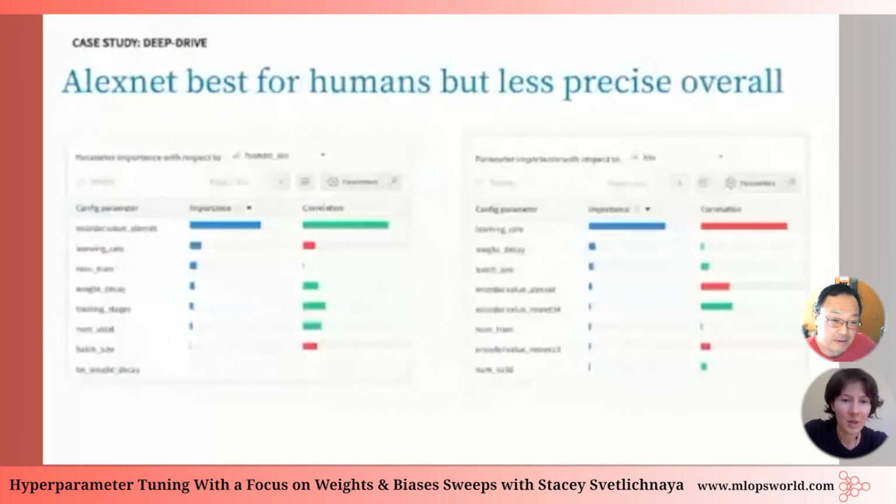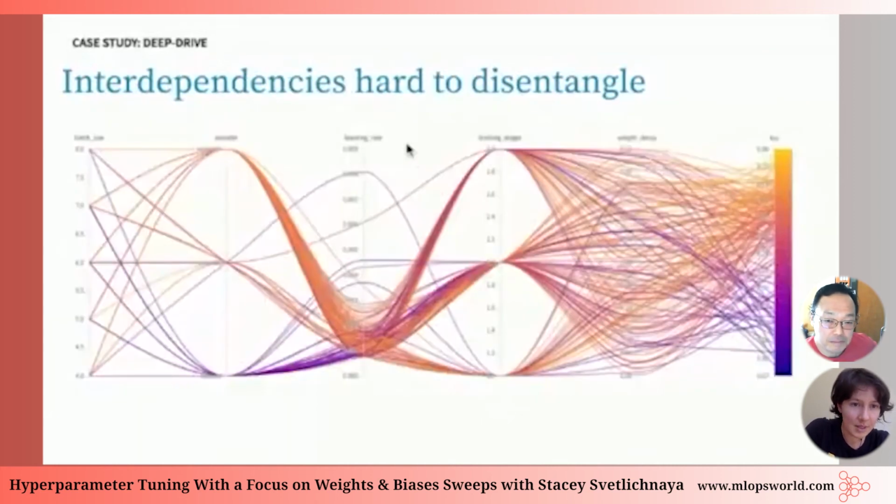Exactly. So I'm hopping back to one that I know is hard to read, but represents an actual model. This column here is encoder, and you can see that there's a lot more orange and yellow going to this value here, which is ResNet 34. And there's mostly purple, which is lower scores, going to this value here, which is AlexNet. So if my goal was to pick an encoder that improved my results, then I should probably use ResNet 34 instead of AlexNet.